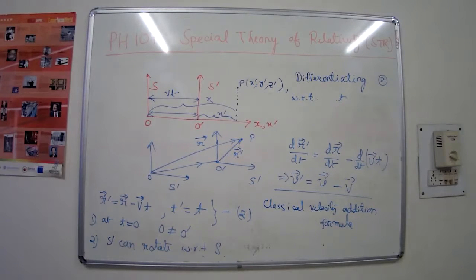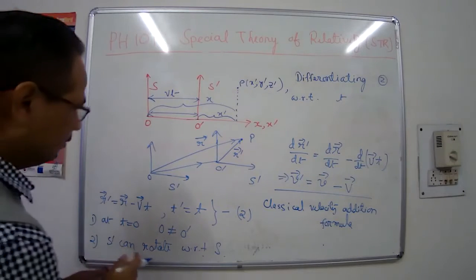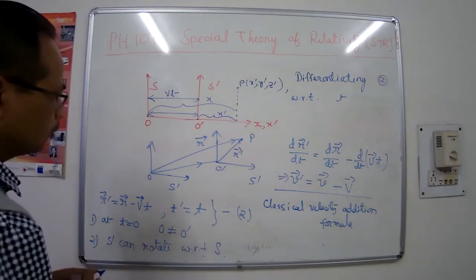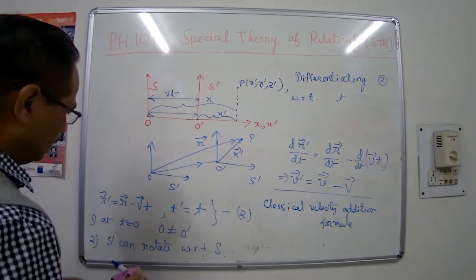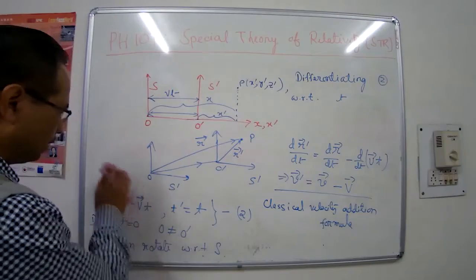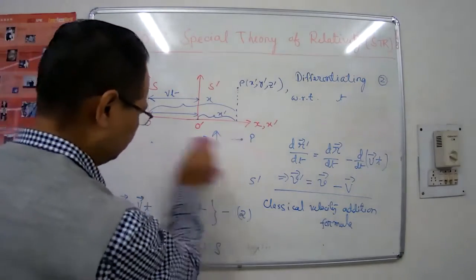Of course, you can also write it the other way around. For example, instead of writing x prime equal to x minus vt, you can see that x equals x prime plus vt. So this way you can define the transformation of coordinates from the rest frame to the moving frame, or from the moving frame to the rest frame.